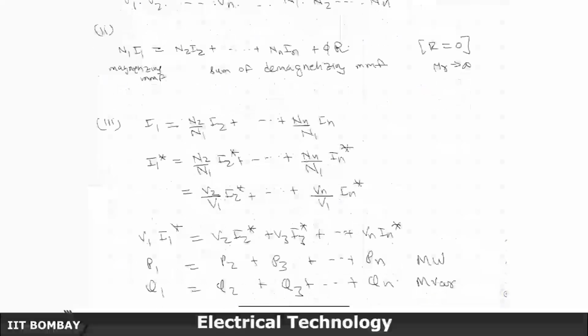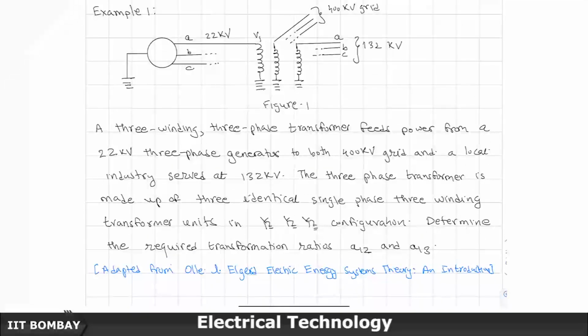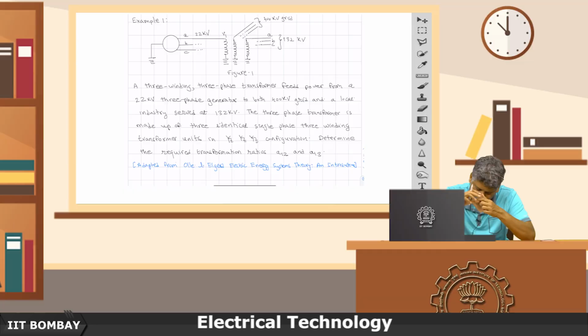Now, let us take an example: a 3 winding 3 phase transformer feeds power from a 3 phase generator to both a 400 kV grid and a local industry served at 132 kV. The 3 phase transformer is made up of 3 identical single phase 3 winding transformer units connected in star grounded configuration. Determine the required transformer ratios A12, that is 1 to 2 winding, and A13, which is 1 to 3 winding.